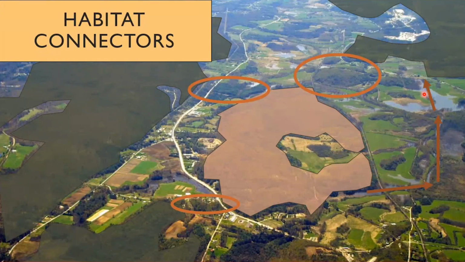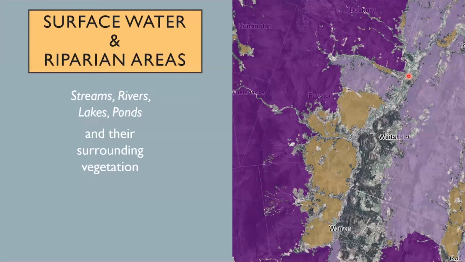So let's go back to Waitsfield. This is that same image I showed you before of the highest priority connectivity block, the highest priority interior forest and connectivity block up here, the highest priority connectivity blocks, and then the 3 priority blocks here.